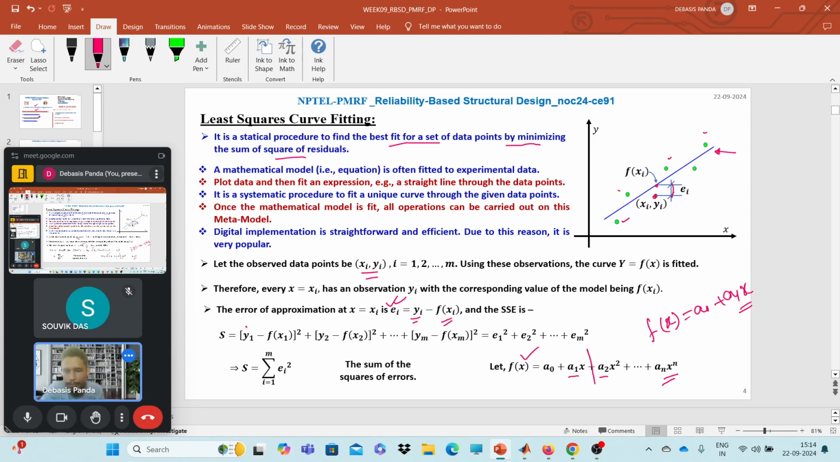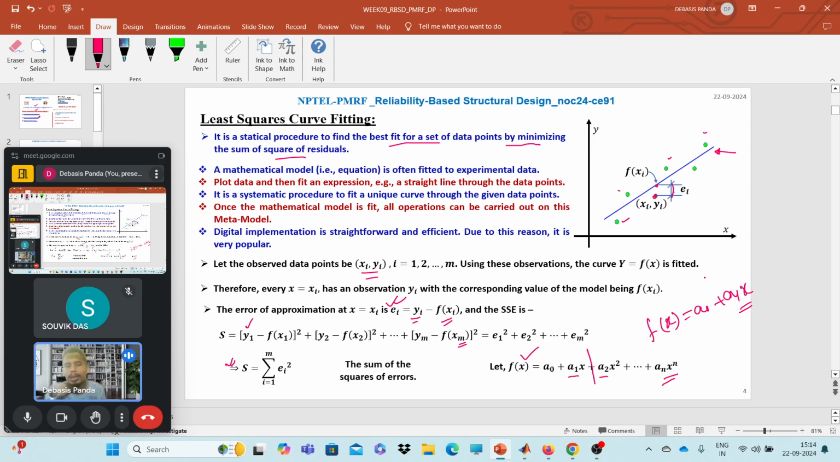It's nothing but yi, that means your observed data. So here up to m data points are considered. So y1 minus f of x1 squared and so on. So we can have the error square. Now sum them up. So S is equal to the sum of square of error. So we can easily find it out.